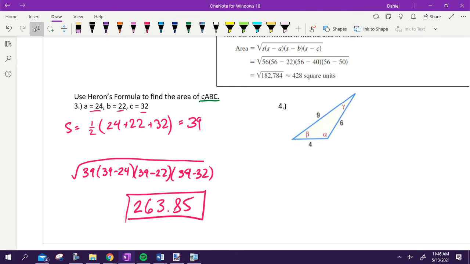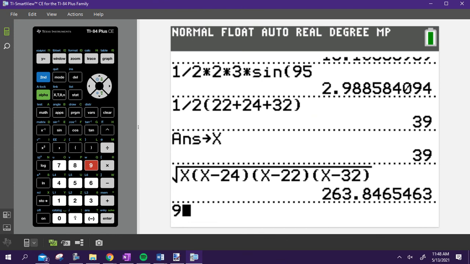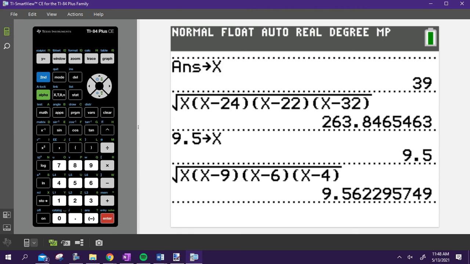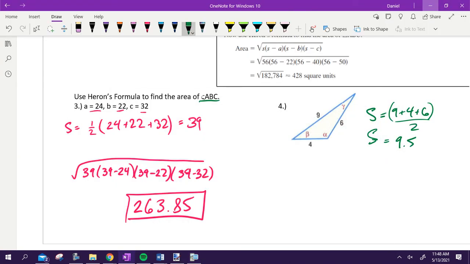Questions on number 3? Try number 4, get an answer, then show me the rounded version. We start off by finding S. S is equal to 9 plus 4 plus 6, so that's 19. And then you have to take it and cut it in half. So S is going to be equal to 9.5. Again, I like taking that and storing it because it just makes life easier. Then I'm doing the square root of X times X minus 9, and then X minus 6, and then X minus 4. Again, I just like storing it that way. I get 9.56 as my final answer.